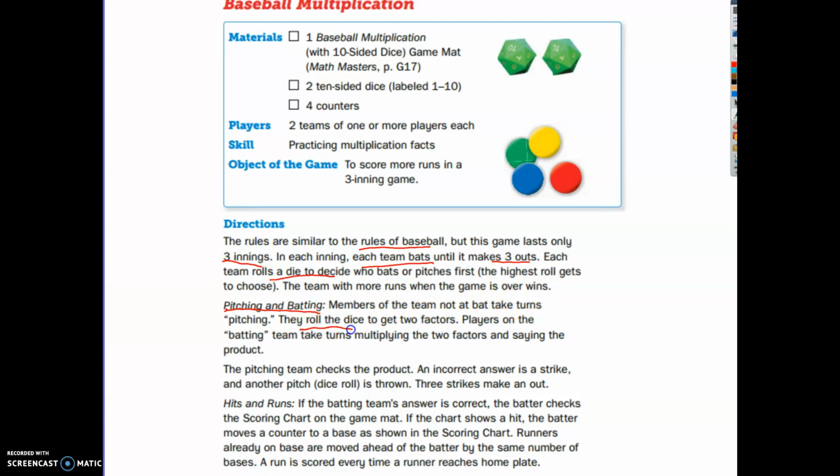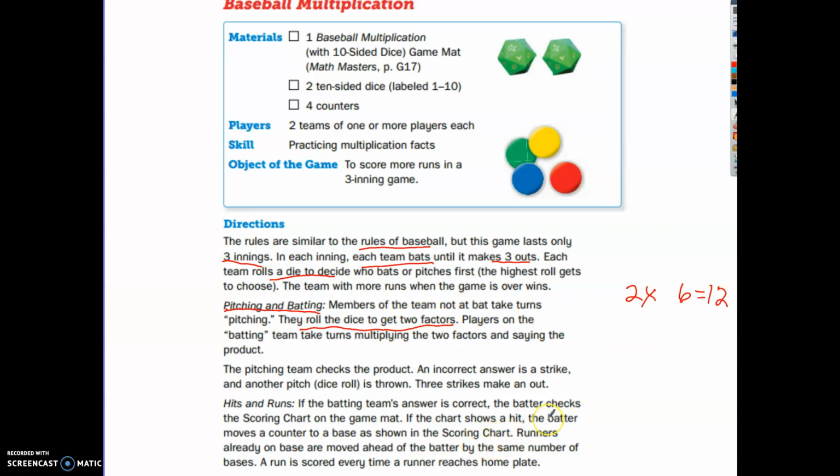So it says here you're going to roll the dice to get 2 factors. Well, you don't have dice, but you have slips of paper. So the pitcher is going to pick 2 slips of paper, put them in a bowl, fold them in half. The pitcher picks 2 pieces of paper to get the factors. So if they would pick a 2 and they would pick a 6, you'll need to multiply those to get your answer. So if that's what you would get, your answer would be 12. Okay?